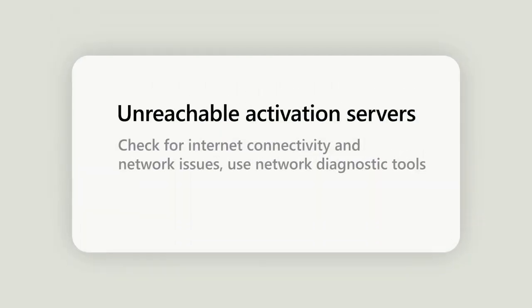Occasionally, activation servers may be unreachable due to network issues or server downtimes. This results in failure to activate Windows, generating errors that indicate server unavailability. If you think the root cause is connectivity, you should ensure that the device is connected to the internet and that there are no network issues preventing communication with Microsoft's activation servers. You can also test connectivity by using network diagnostic tools.